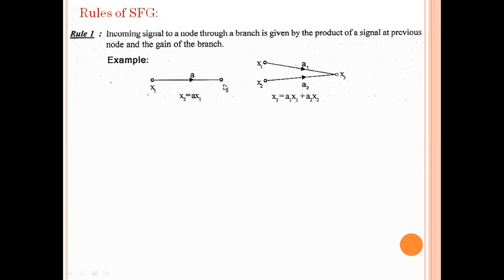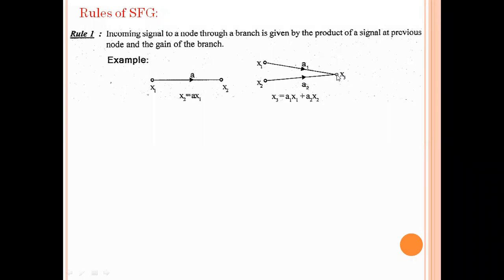And similarly, if two inputs are coming to a node x3, you can see from node x1 a1 is coming, and from node x2 a2 is coming to x3. Then the x3 value will be the product of a1 into x1 and the product of a2 into x2. So these two are added here.